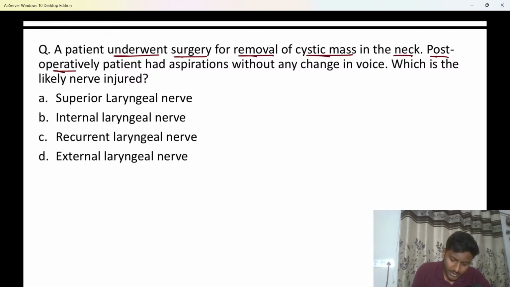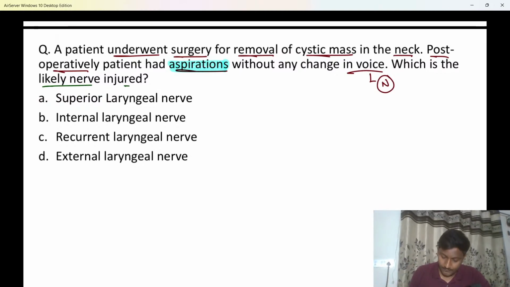Post-operatively, after the surgery, beta, the patient had aspiration. What is aspiration? I told you, foreign particles entering inside the airway. Can food particles go in the airway? No. So if food particles are going in the airway, that is called aspiration. Okay? So the patient was having aspirations, but without any change in voice. The voice of this patient was absolutely normal. The only problem the patient was suffering from was aspirations. Which is the likely nerve injured in the surgery? So what was the likely nerve injured due to which he was suffering from all these problems?